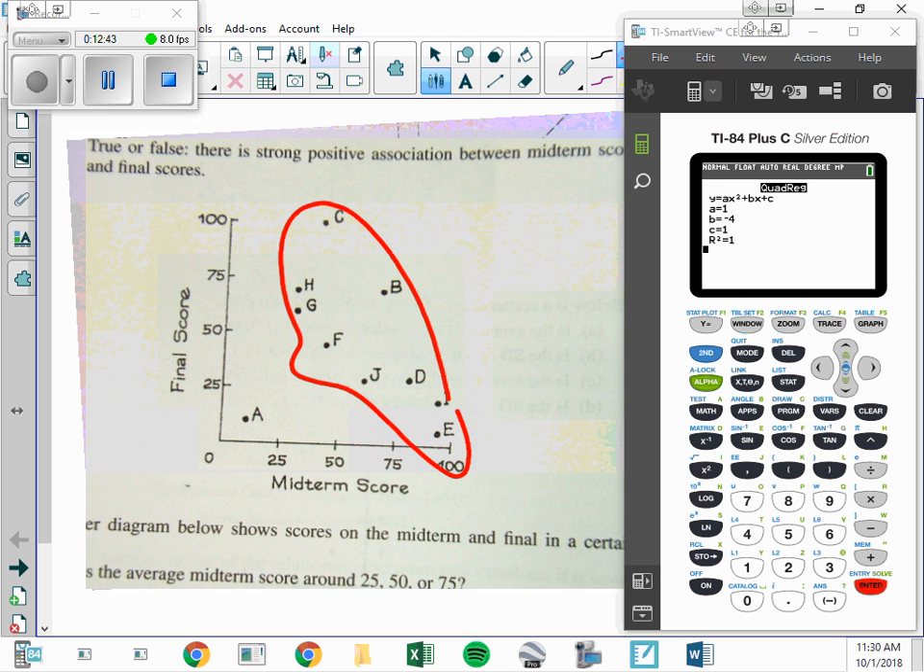If it wasn't for A, if I threw out A, would it be football shaped? Yes. And what can you tell me about person A? They're in the wrong class, right? Or they didn't try. So is this a case where it might make sense to throw out person A? Yeah, because they came in not knowing anything, and when they left, they hadn't learned anything. So you're dragging down my average.